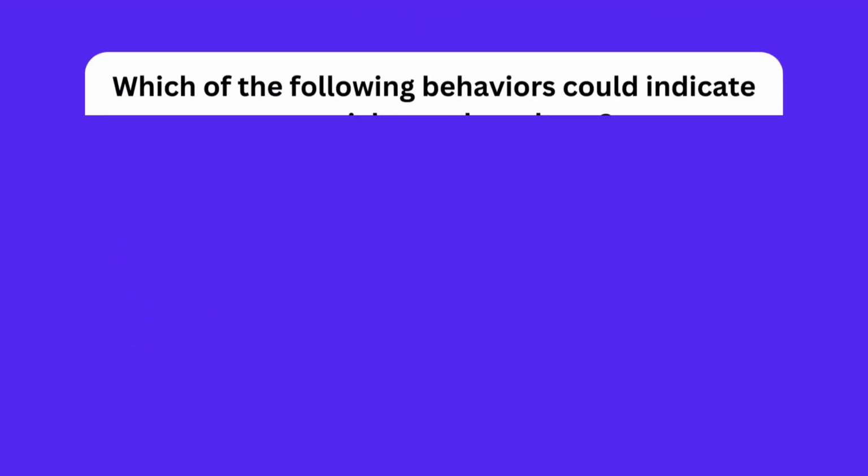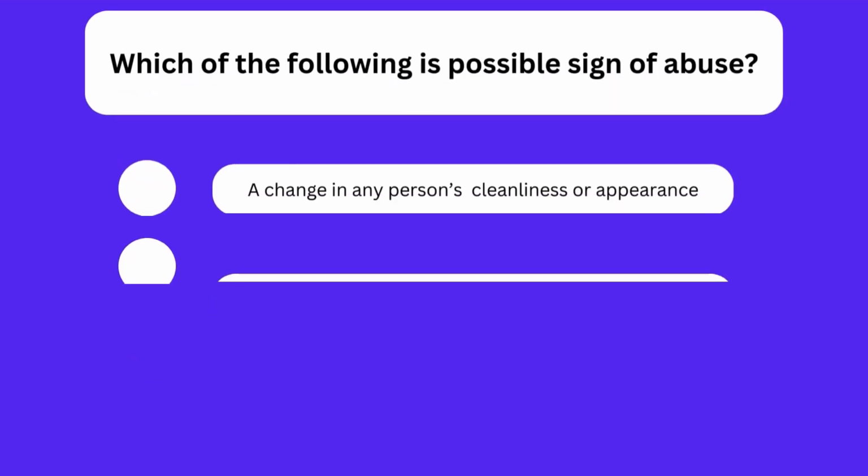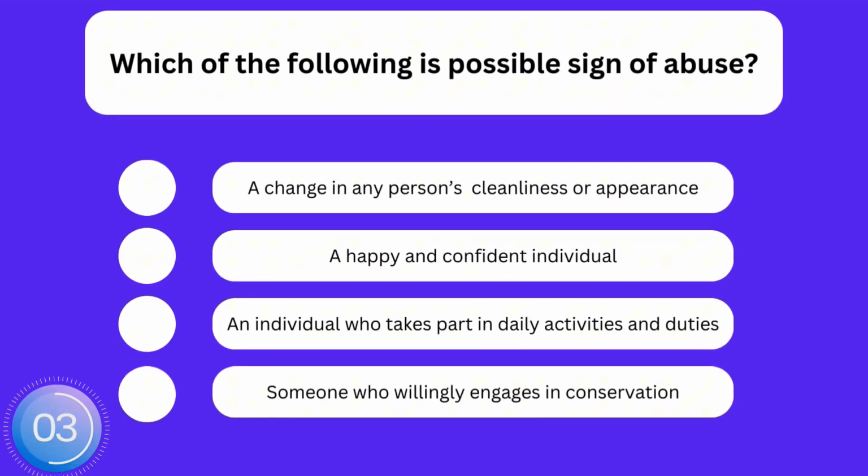Next question is, which of the following behaviors could indicate a potential sexual predator? So the correct option is the first one. Finding a dangerous drug on someone during a search would indicate a potential sexual predator. Next question is, which of the following is a possible sign of abuse? So the correct option is the first one. A change in any person's cleanliness or appearance can be a possible sign of abuse.